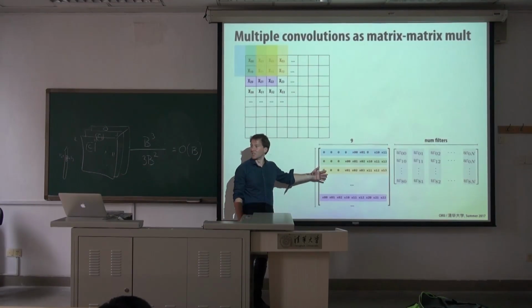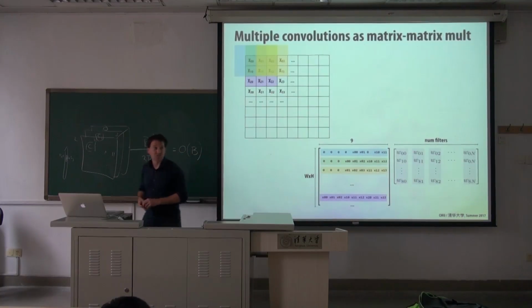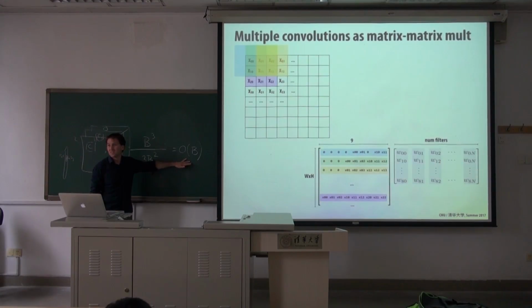And this can be made really, really fast, because matrix multiplication is one of the fastest things written for modern computers, because it has O of B work per unit memory access. So it's never memory bound. It's very, very efficient.